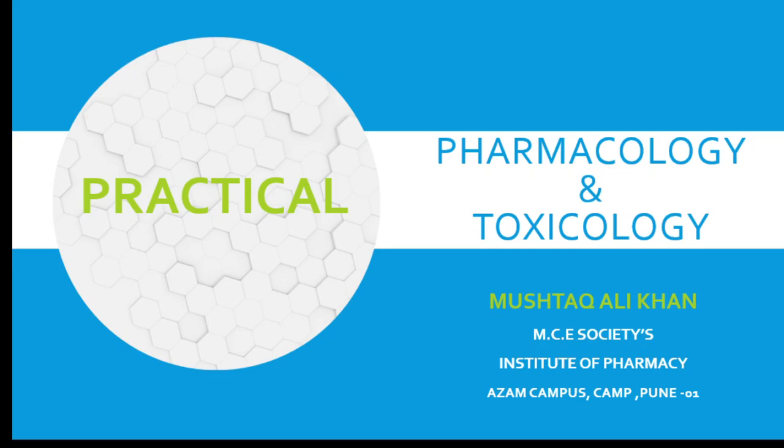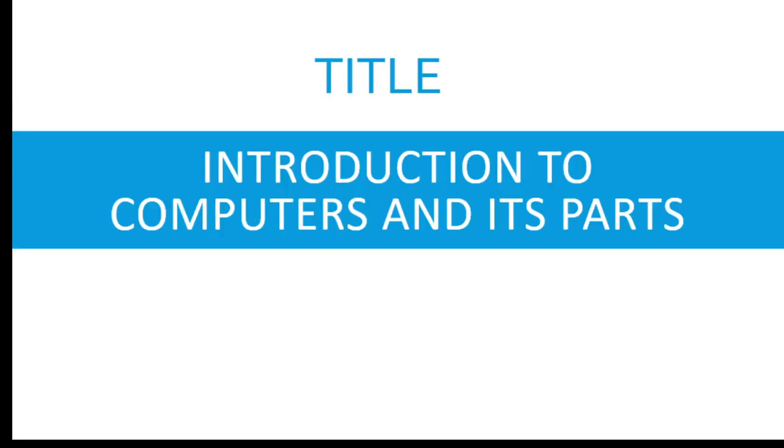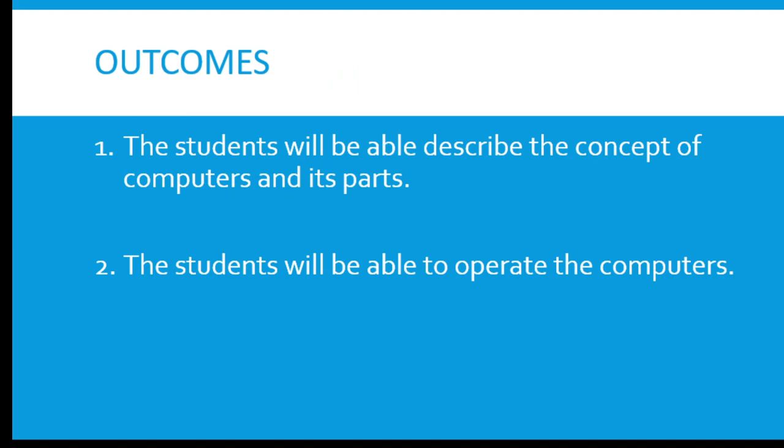Today we are going to learn about the pharmacology and toxicology practical. Experiment 2. Title of the experiment: Introduction to Computers and its Parts. Outcomes: the student will be able to describe the concept of computers and its parts. Second, the student will be able to operate the computers.